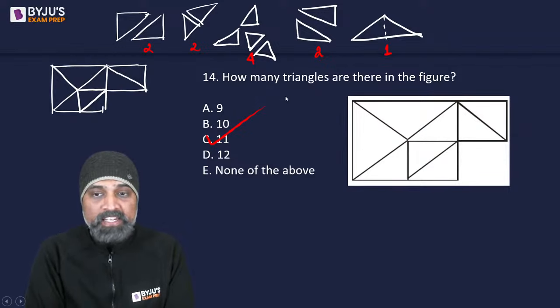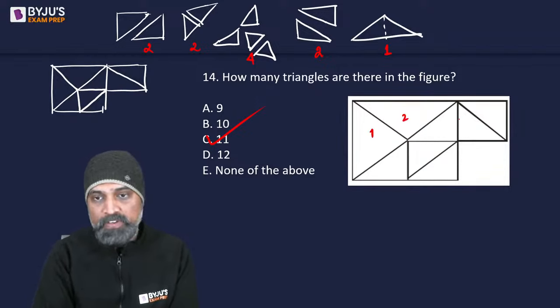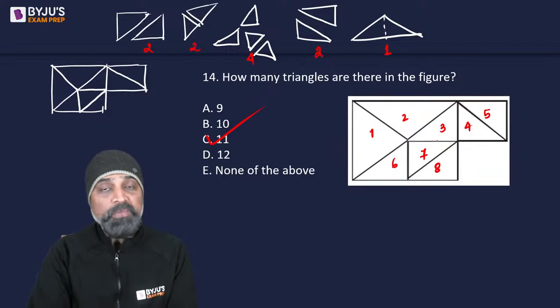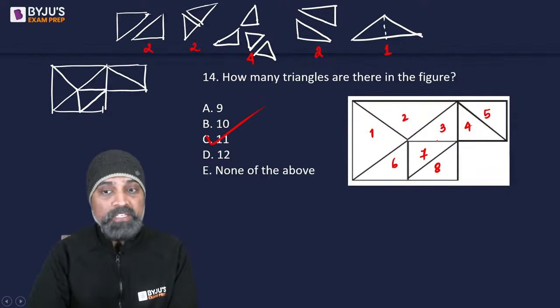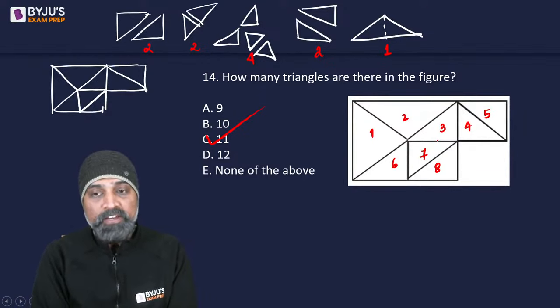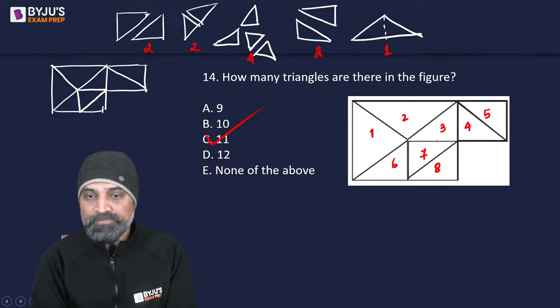Did I miss any triangle? Suppose I name the regions as 1, 2, 3, 4, 5, 6, 7, 8. If I have missed out any particular triangle, name those regions so that I can club them and see if we can form any triangle. The rearrangement is not supposed to happen, right? It's not like you cut this and then arrange it to make triangles, we don't do that.